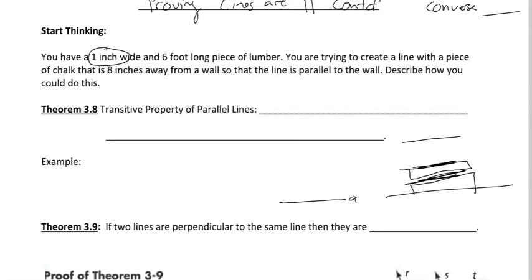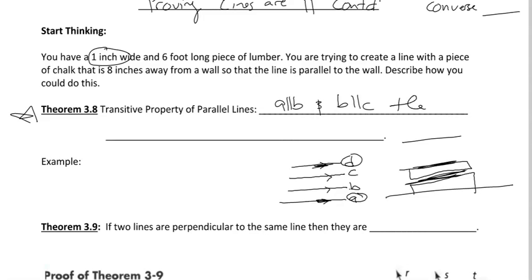If we had A and we made a line B that was parallel to A, and then we went over and made a line C that was parallel to B, and then we made another line D which was parallel to C, what are you noticing is the relationship between A and D? Look at those. They are still parallel, and that is this. The transitive property of parallel lines just states if A is parallel to B and B is parallel to C, then A is parallel to C. Here is your example.